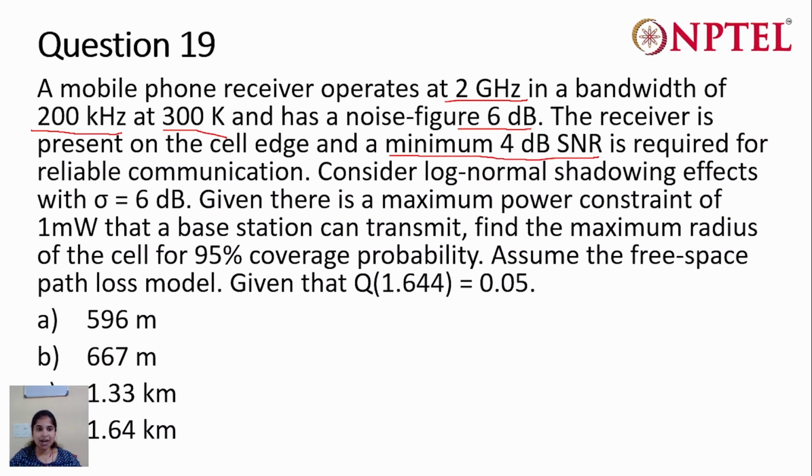Consider log normal shadowing effects with sigma equal to 6 dB. Given there is a maximum power constraint of 1 milliwatt that the base station can transmit, find the maximum radius of the cell for a 95% coverage probability. We have to assume a free space path loss model and Q of 1.644 is given as 0.05. You have to find the maximum radius of the cell for a 95% coverage probability.